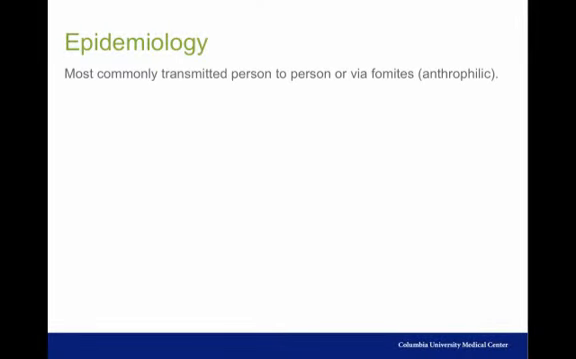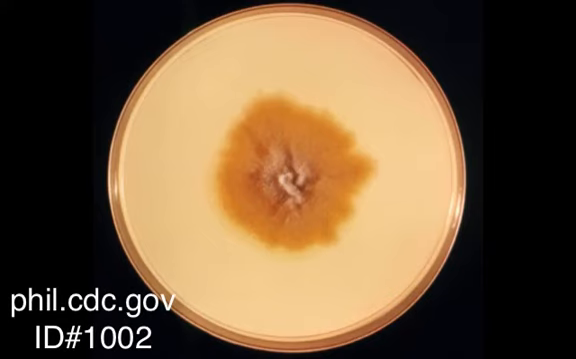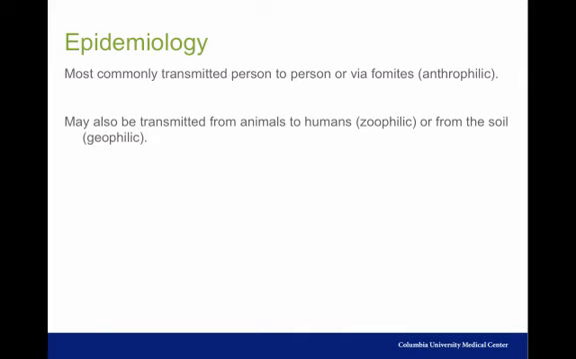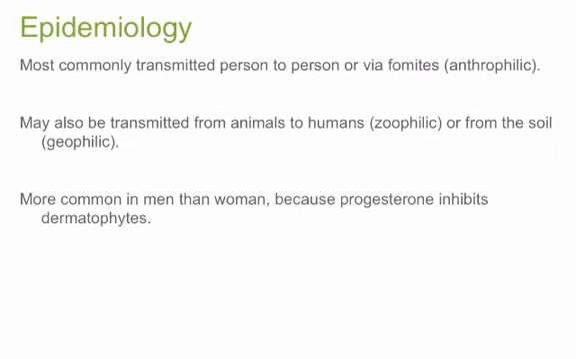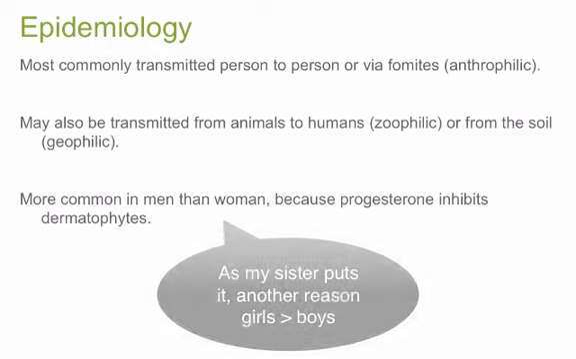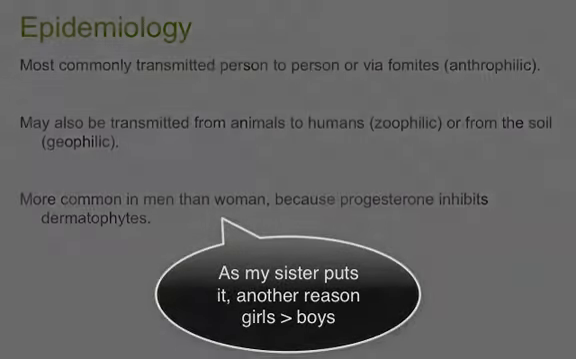Dermatophytes are most commonly transmitted either via person-to-person or via fomites. Examples of fomites would be hairbrushes or wet floors. Remember when your mother told you to always bring your shower shoes to the gym? Well, she was right. They can also be transmitted via animals to humans or from the soil. They are more common to occur in men than women, and this is because progesterone seems to inhibit dermatophytes.